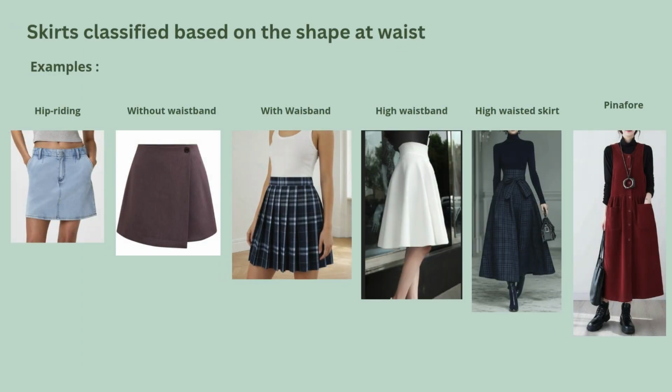These are some examples for the waist shape. This denim skirt is sitting very low and we can call it hip riding. The next one doesn't have a waist seam, it's very clean. The waist actually has a facing which is inside the garment. This pleated skirt has a waistband which sits at the natural waistline. This skirt has a waistband, we can see the seam, and it is high on the body.